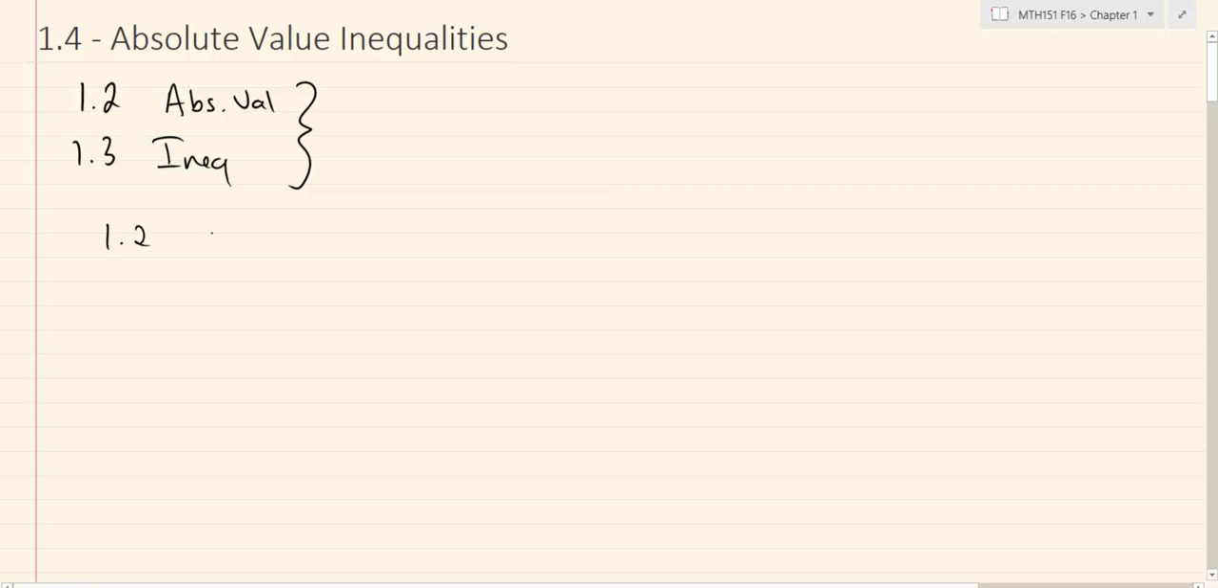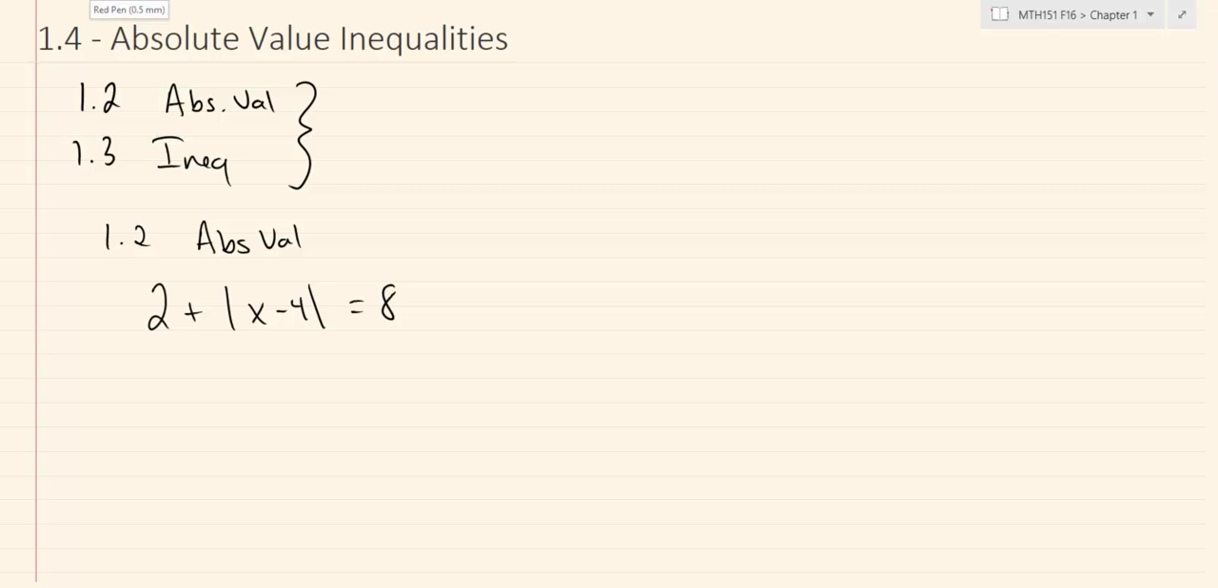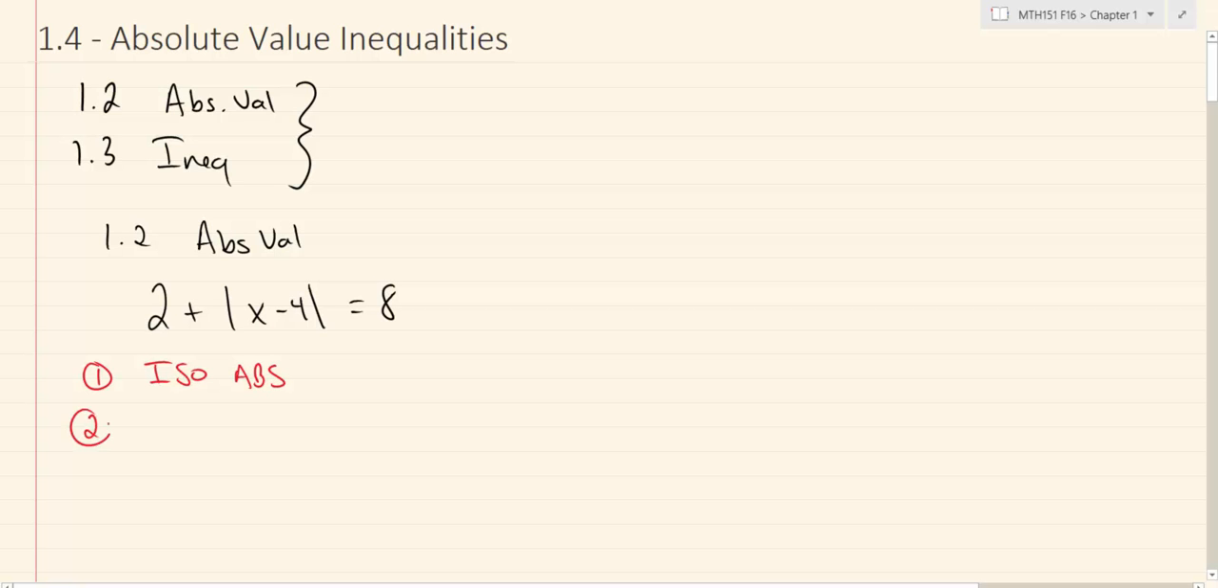In 1.2, we talked about absolute value, and problems that look like 2 plus the absolute value of x minus 4 equals 8. We talked about solving this, and in order to do this, we had two steps. First, you had to isolate the absolute value, get the absolute value all by itself. The second step was to branch.